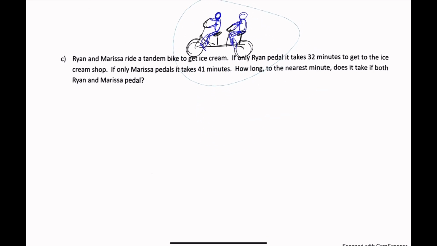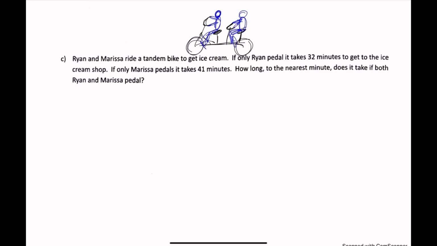And so Ryan and Marissa ride this to get ice cream. If only Ryan pedals, it takes 32 minutes to get to the ice cream shop, and if only Marissa pedals, it takes 41 minutes. How long to the nearest minute does it take if both Ryan and Marissa pedal? Okay, so this is basically just a problem where you just add their speeds, right?